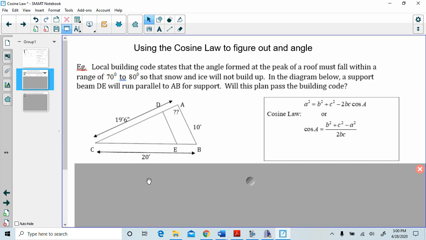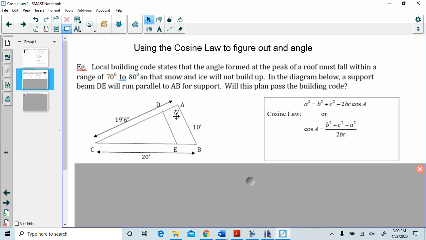So we have a diagram, and we've got our equations. So we know that we're not dealing with the top equation. That's for side lengths. We're going to deal with the bottom equation. That's going to be for finding angles. And in this case, the angle we're looking for is up here.